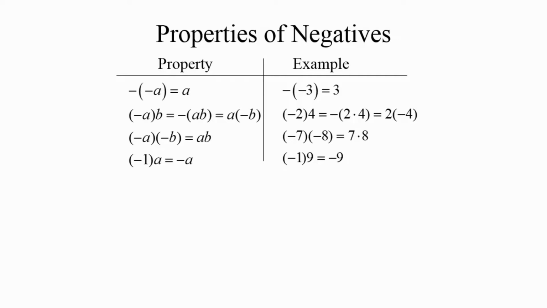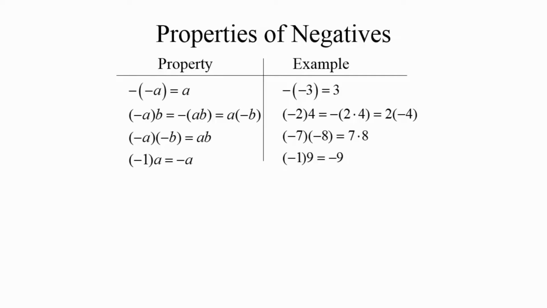Negative a multiplied by b equals negative ab, or a times negative b. So you can put the negative anywhere you want. So negative 2 times 4 is the same as negative, in parentheses, 2 times 4, which is the same as 2 times negative 4. All of them would give you negative 8.